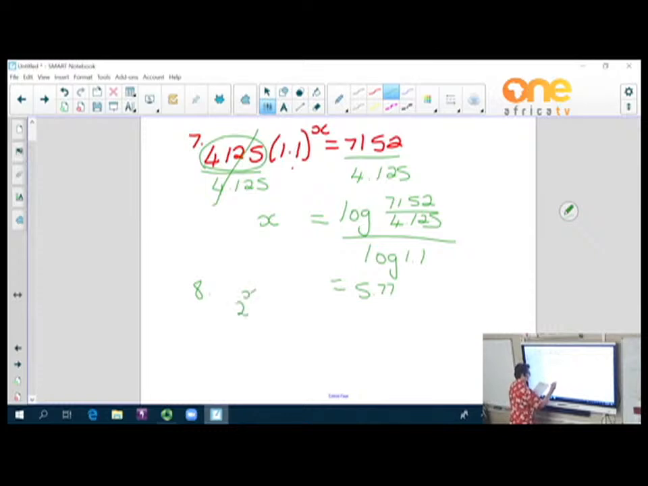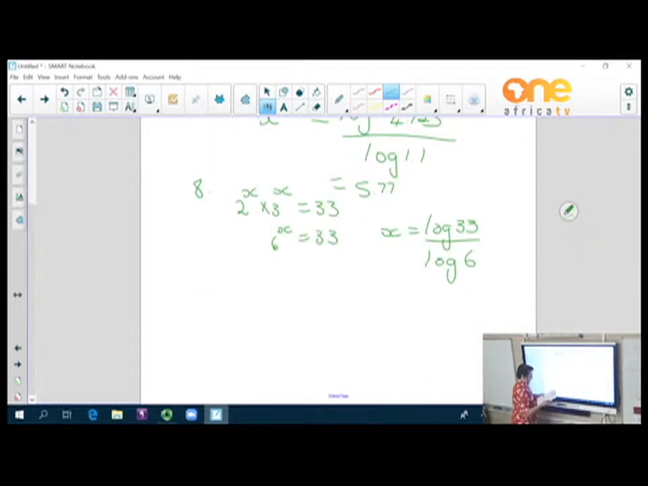2 to the power of x multiplied by 3 to the power of x is equal to 33. Now, because my indices are the same, I can multiply the bases. So this is 6 to the power of x, which is 33. And then we can say x is equal to log 33 divided by log 6. Your answer there is 1.95.